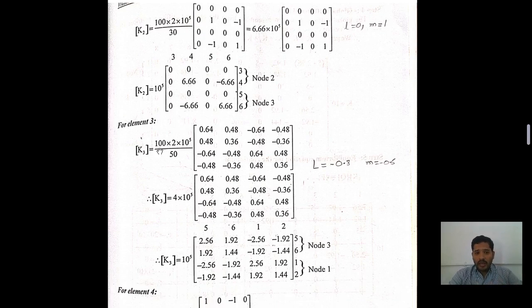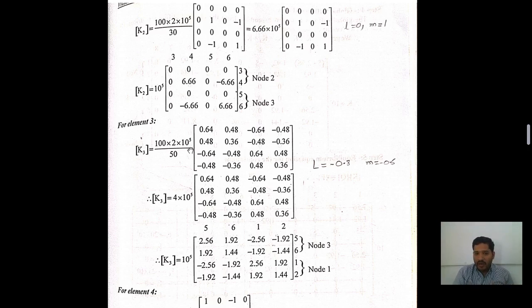Which formula is there? K3 = A3E3/L3. So the area of the third section is how much? 100 mm², and the modulus of elasticity is how much? 2 into 10 power of 5. And the length of the third section, this is the inclined line. The length of the inclined line, how much is given here?